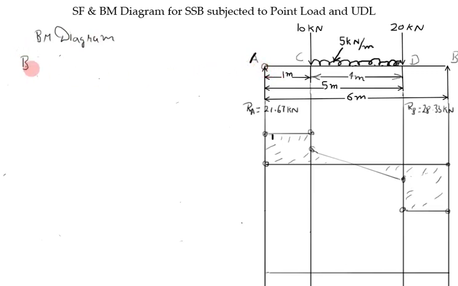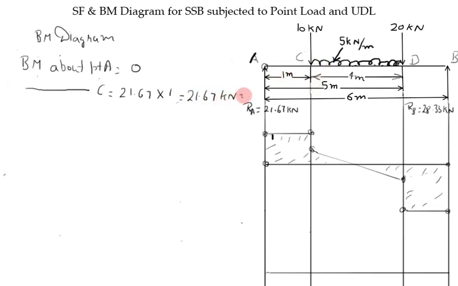So bending moment, first point is point A, bending moment about point A. On the left side of point A there is no force, so bending moment is 0. Next is bending moment about point C. On the left side of point C there is one force, it is 21.67, which is at a distance of 1 meter from point A. It tends to rotate the beam in clockwise direction. So this is 21.67 kilonewton meter.